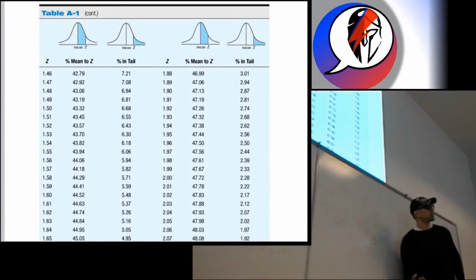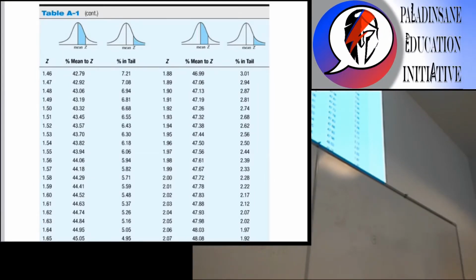So now we have 2.5% in the bottom tail and 2.5% in the upper tail, and finally we're ready to consult the normal table. We go to the normal table, Table A1 in your textbook, and you will need it for the exam. You cannot do this exam without the table. Then we look for percentage in the tail. This is the column we want. We scan down until we find the percentage we're looking for, that 2.5%.